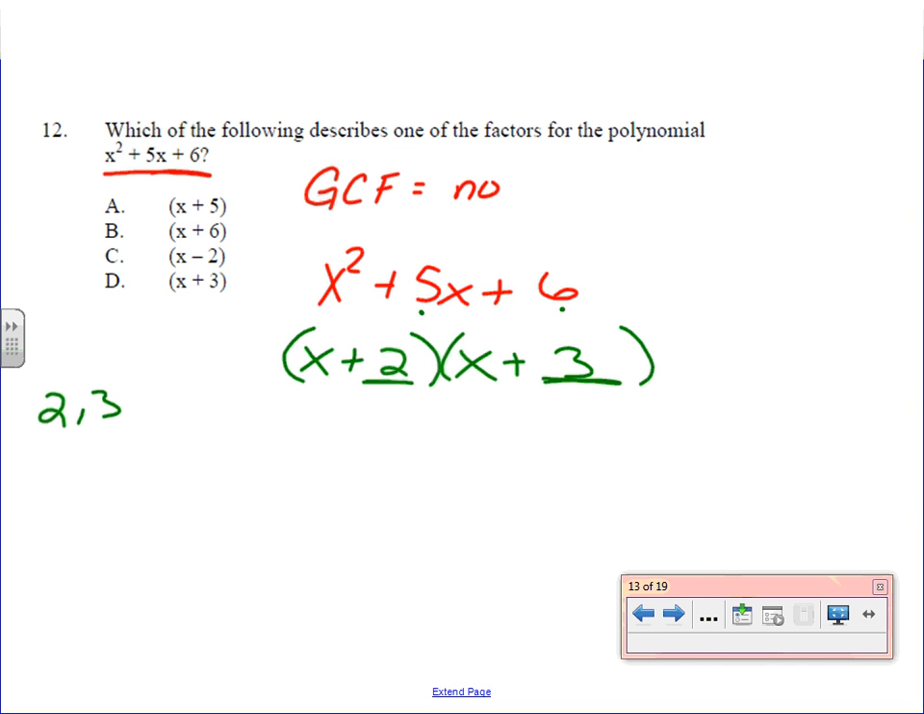Those are the factors. If you multiply these two binomials together, you're going to end up with that trinomial. Now, the question asks which of the following describes one of the factors. I have two factors here. Here's one of the factors, here's the other one. Which one of those shows up as one of the choices? D, the x plus 3. Notice the x plus 2 is not one of your choices. It's only the x plus 3. So D would be the correct answer.